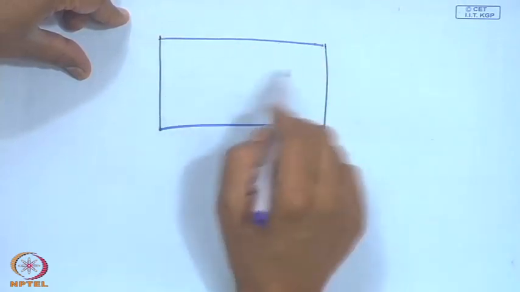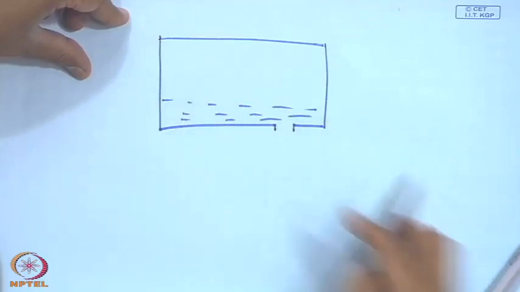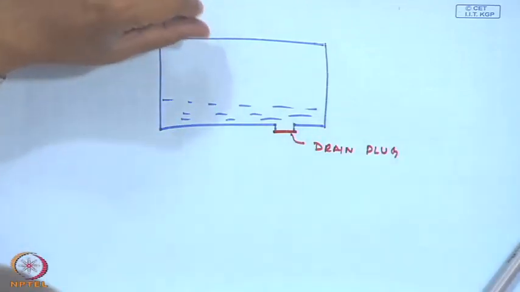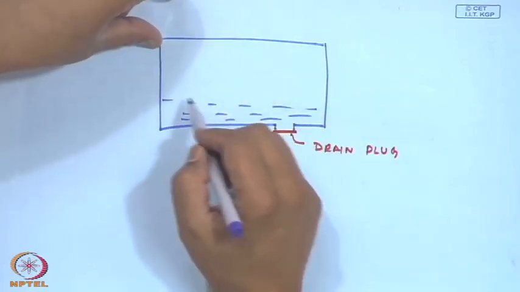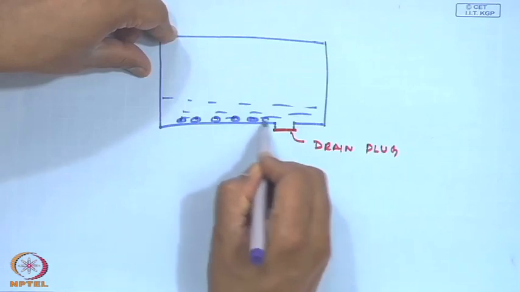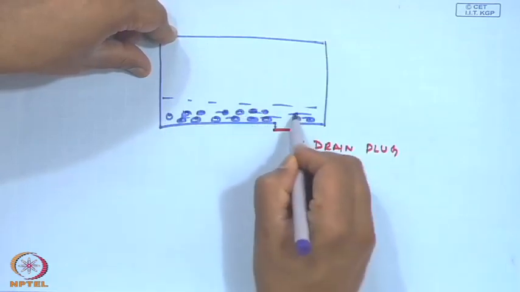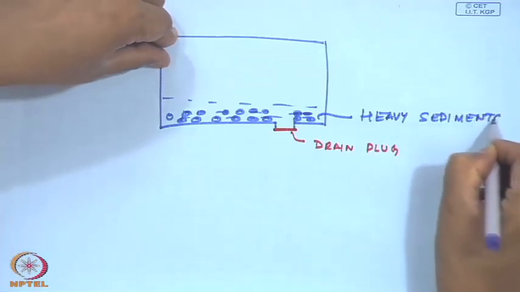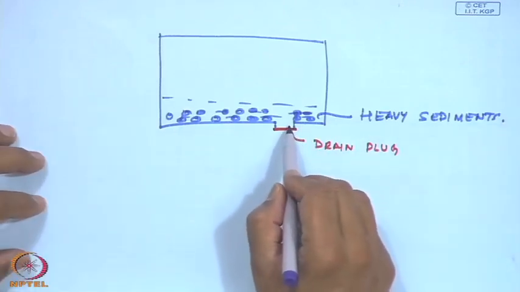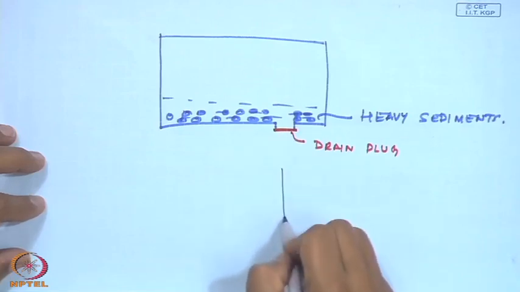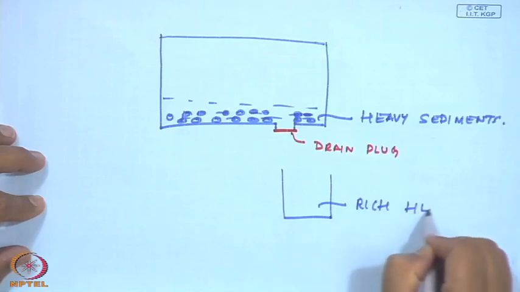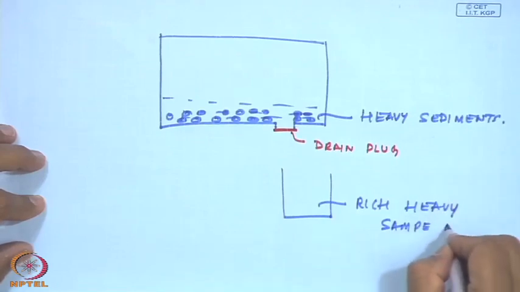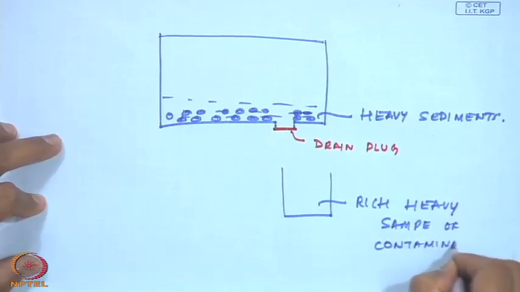Suppose this is something I am not going to describe about the internals, but this is the drain plug. And imagine if this machine was not operating and the oil was not in motion, what would happen? All the heavy sediments would come to the bottom of the tank. Now, if I collect the oil just by opening the drain plug, I will get a very rich, heavy sample of contaminants.